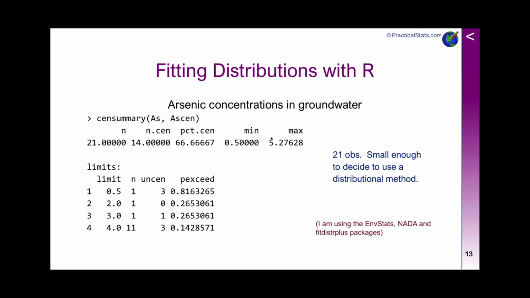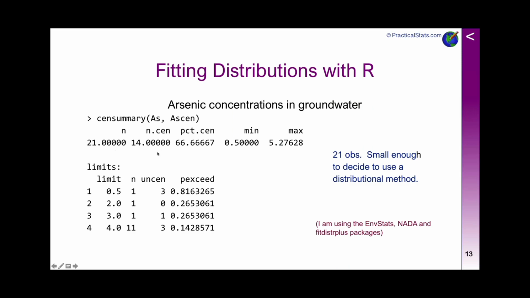So I'm going to use a data set for the rest of this talk that are arsenic concentrations in groundwater, and I think it came from a US EPA publication a while back. There are 21 observations, so it's still a small-ish data set. It's not quite as small as I was saying before. I'm doing that on purpose so I can show you a bootstrap at the end, a non-parametric method. But we're still in a range where it might be a good thing to fit a distribution to it.